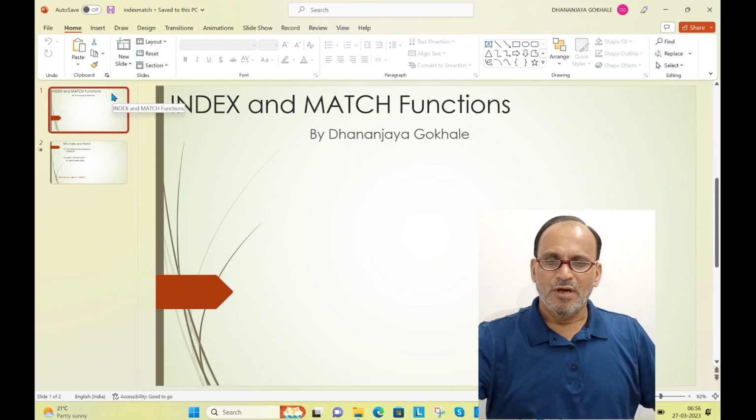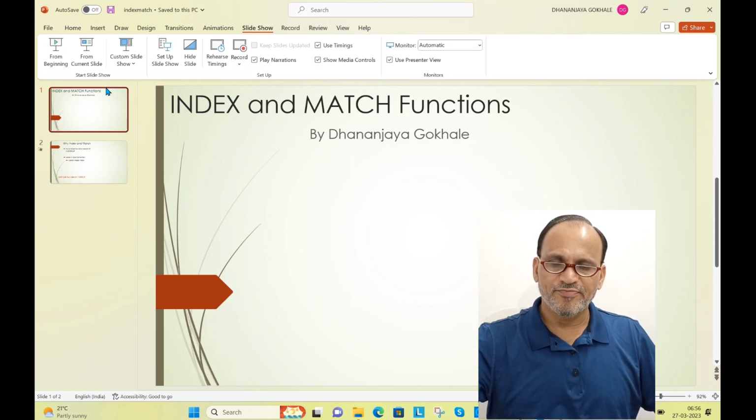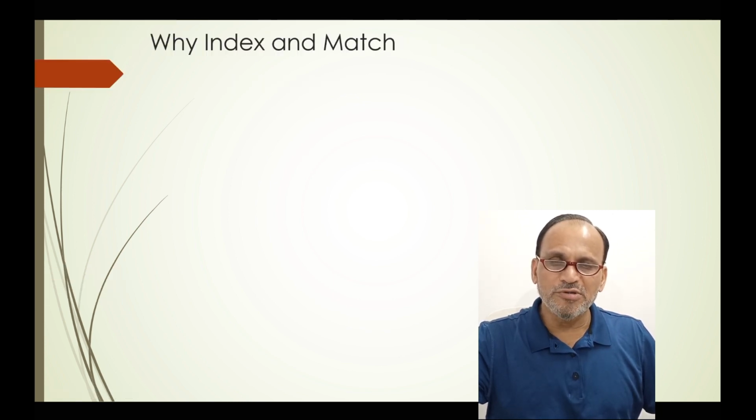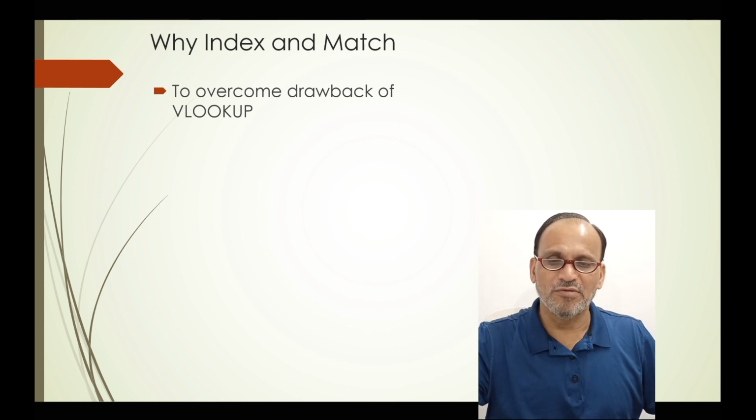Hi. Index and match functions are used basically to overcome the drawback of the VLOOKUP function. If you recollect, in the VLOOKUP function, we can look up the values only in the first column, and that drawback is removed by using these index and match functions.